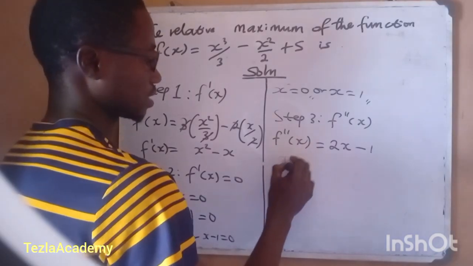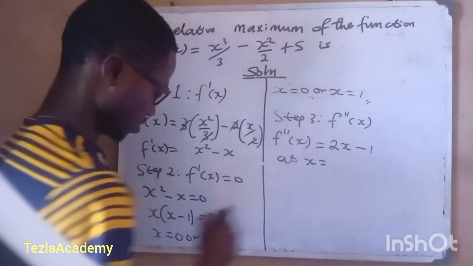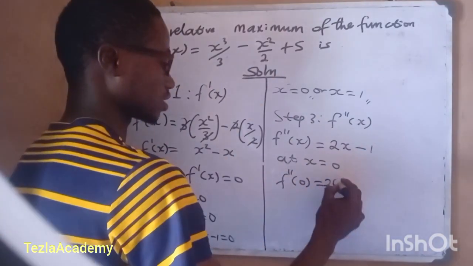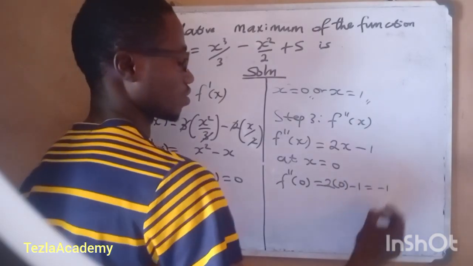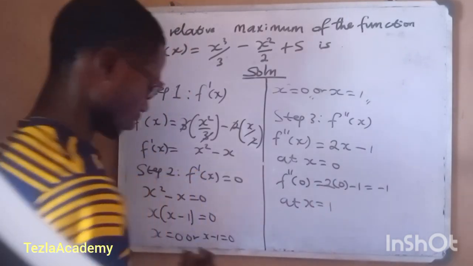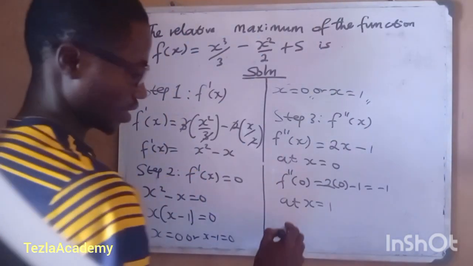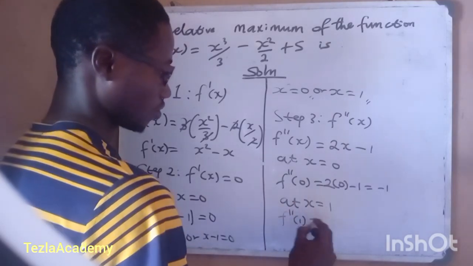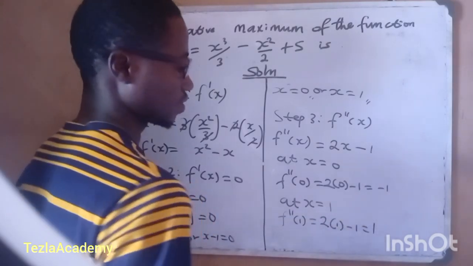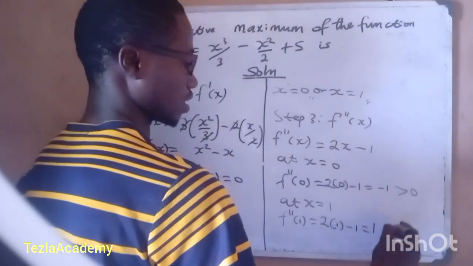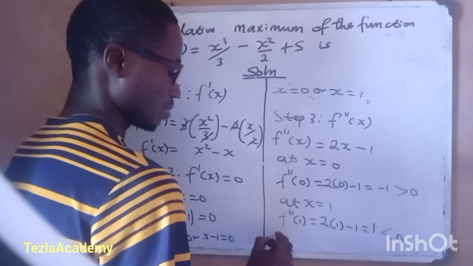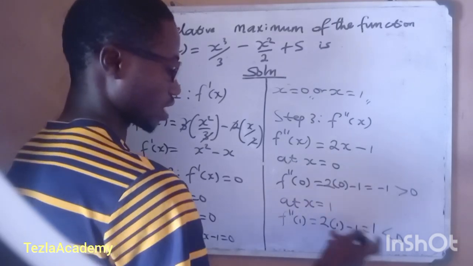So at x equals to 0, f prime prime of 0 is equal to 2 bracket 0 minus 1, and this is equal to minus 1. At x equals to 1, f prime prime of 1 is equal to 2, that's this 2 now, bracket x which is 1, minus 1 equals to 1. Now this is greater than 0, and this is less than 0. The one less than 0 gives us the maximum value. So the maximum value occurred at x equals to 1.